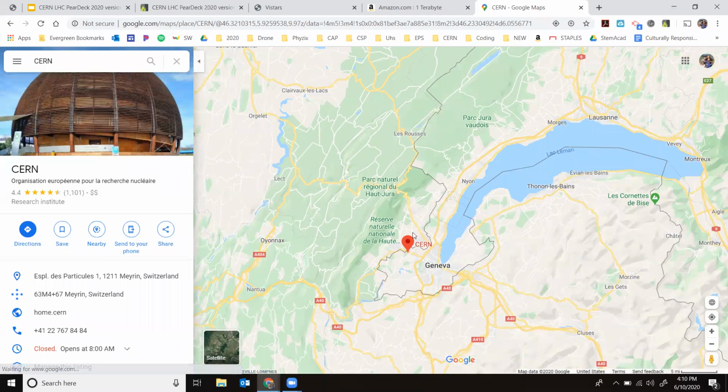So here we go, guys. If you were to build a server farm to store your data, is it expensive to build stuff in Geneva?